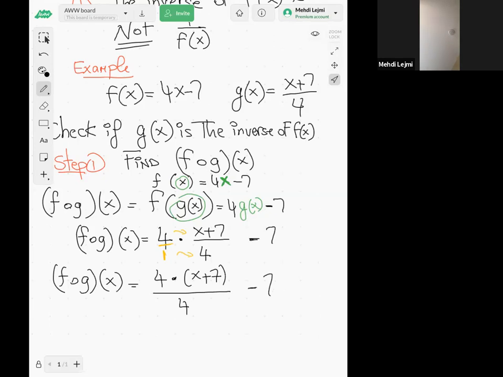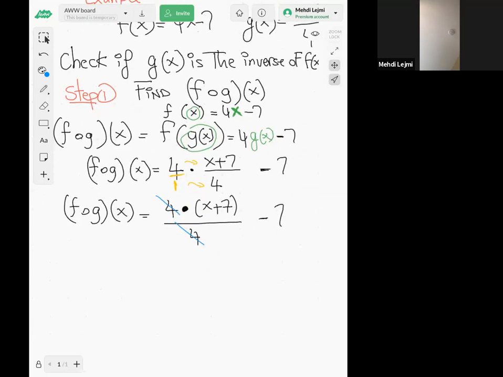All right. Now, because here we have multiplication, there is a 4 in the top and a 4 in the bottom, so we can cancel out the 4. So it's just x + 7, and of course in the bottom we are left with 1, right? This is like 4 times 1. So it's (x + 7)/1, so it's x + 7. So f composed with g of x is x + 7, and then there is minus 7.